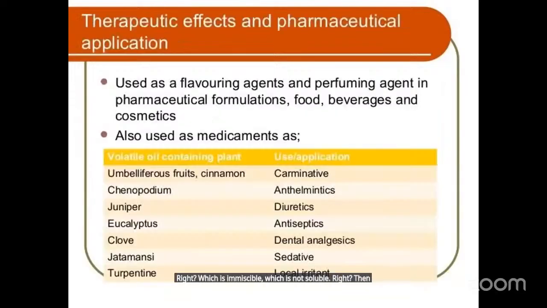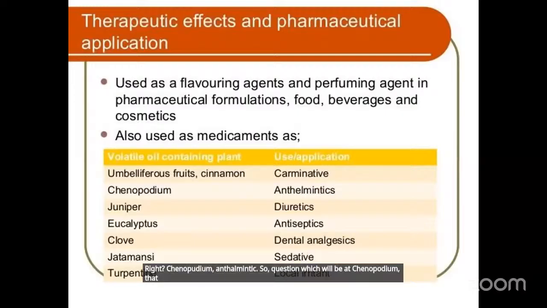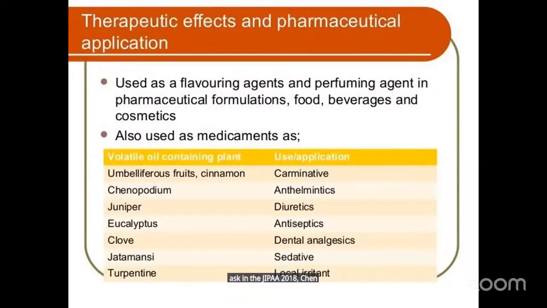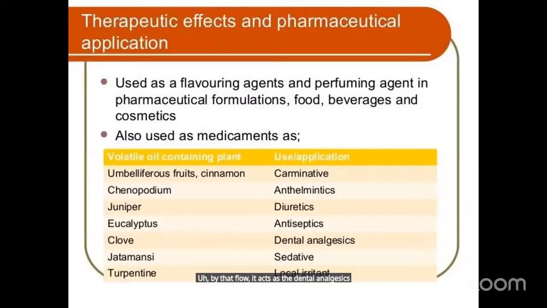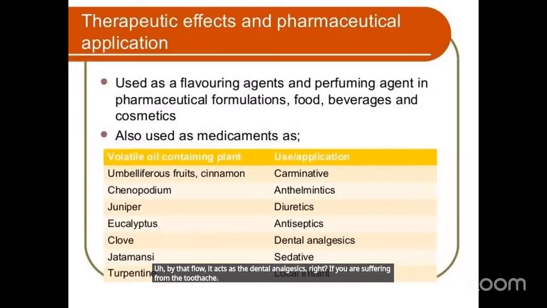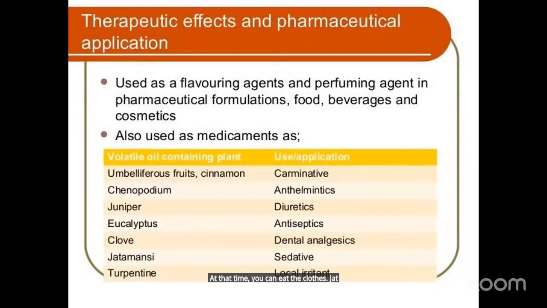Then therapeutic effects, umbelliferous fruits, cinnamon, carminative, right? Chenopodium, anthelmintic. So question which will be a chenopodium, that question was asked in the GPAT 2018. Chenopodium is used as A, anthelmintic, B, anti-amoebic, C, anti-leprotic, D, anti-inflammatory. So correct answer is anthelmintic. Remember, dear student, juniper, that is used as a diuretic, eucalyptus, antiseptic, clove, whenever you will bite that clove, it acts as the dental analgesic, right? If you are suffering from the toothache, at that time you can eat the cloves. Jatamansi, sedative, turpentine, local irritant.